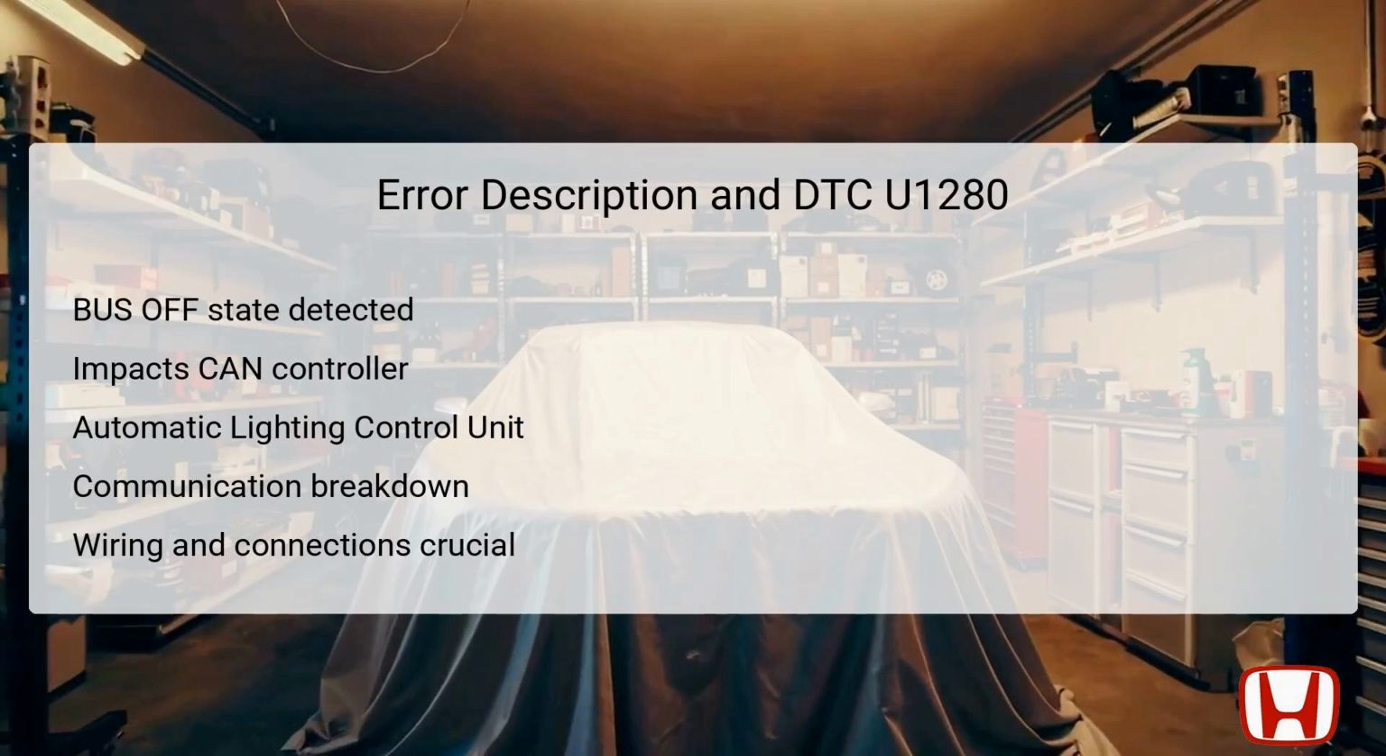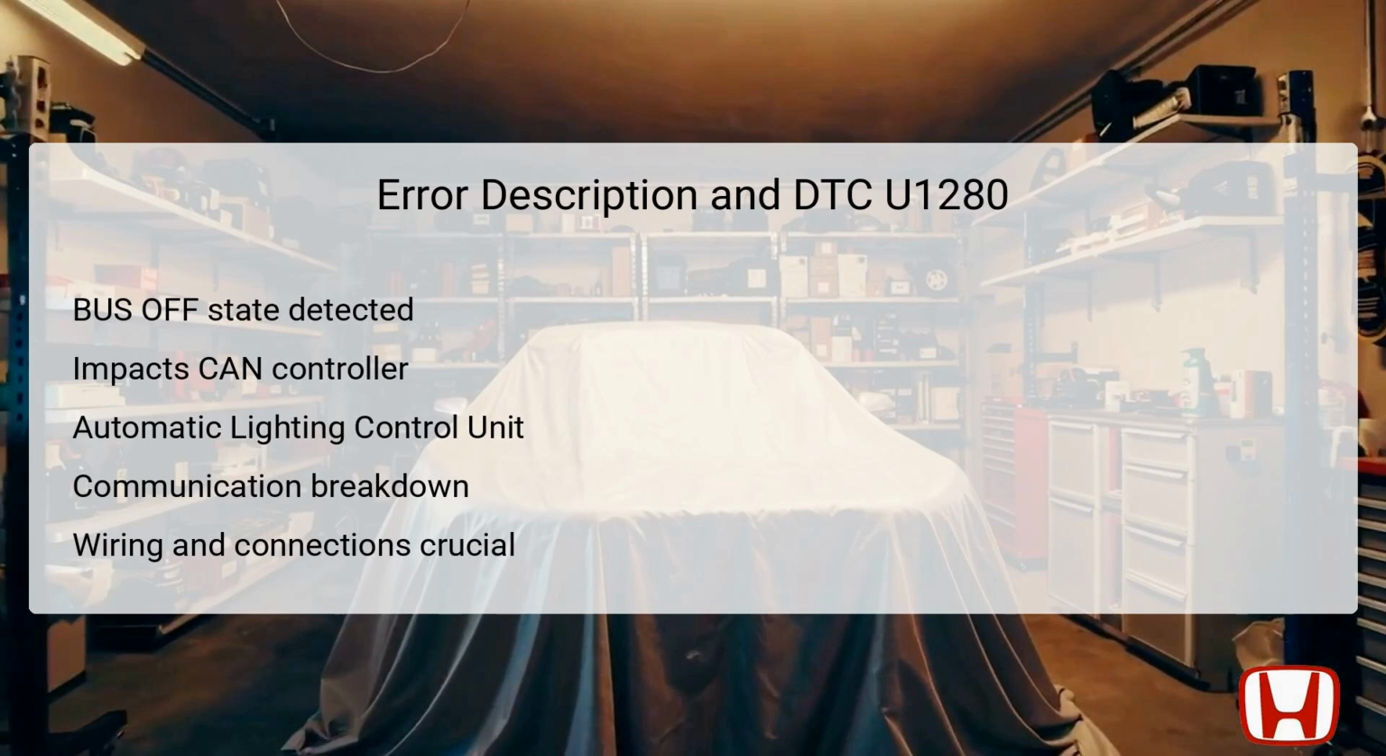The error stems from a bus-off state detected by the CAN controller, which is integral for communication within your Honda Accord. The CAN system allows different modules, such as the engine control unit and the automatic lighting control unit, to exchange information efficiently. The ALC unit helps in adjusting the vehicle's lighting automatically based on ambient light, improving visibility and safety. When communication fails, as indicated by the DTC U1280, all systems relying on the communications network risk improper functionality.